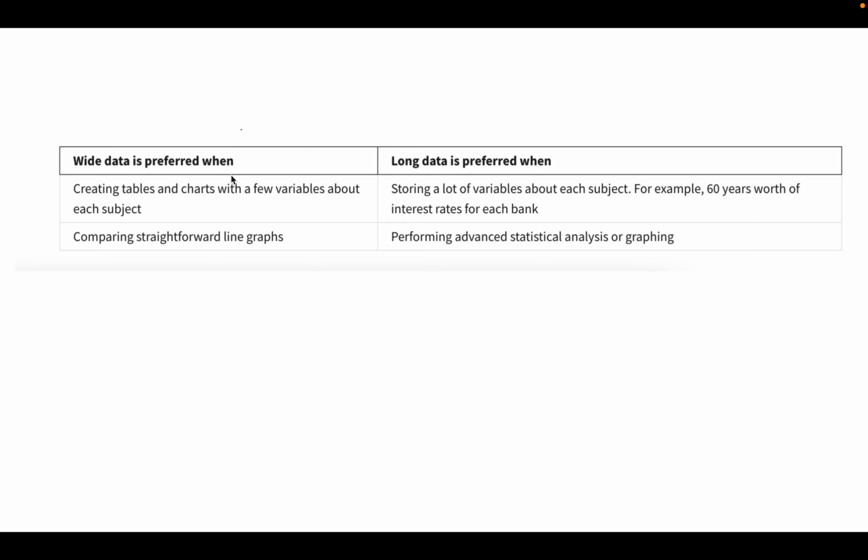When is wide data preferred? When you're creating tables and charts with a few variables about each subject. If you only have a few variables, you can use wide data. So the spreadsheet can be kept very simple to use, and comparing straightforward line graphs. Line graphs reflect the changes in the long term. So in the long term, you have to simplify as many variables as possible, so you have to use wide data.